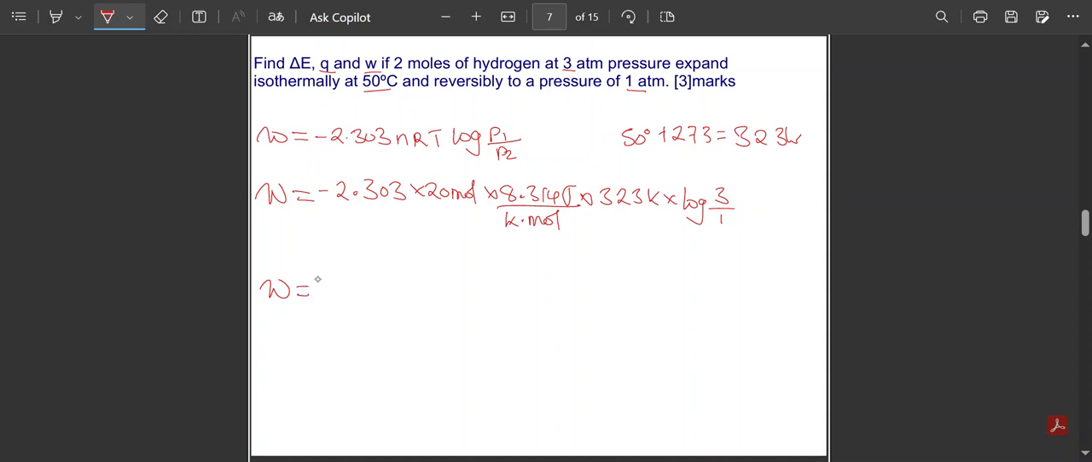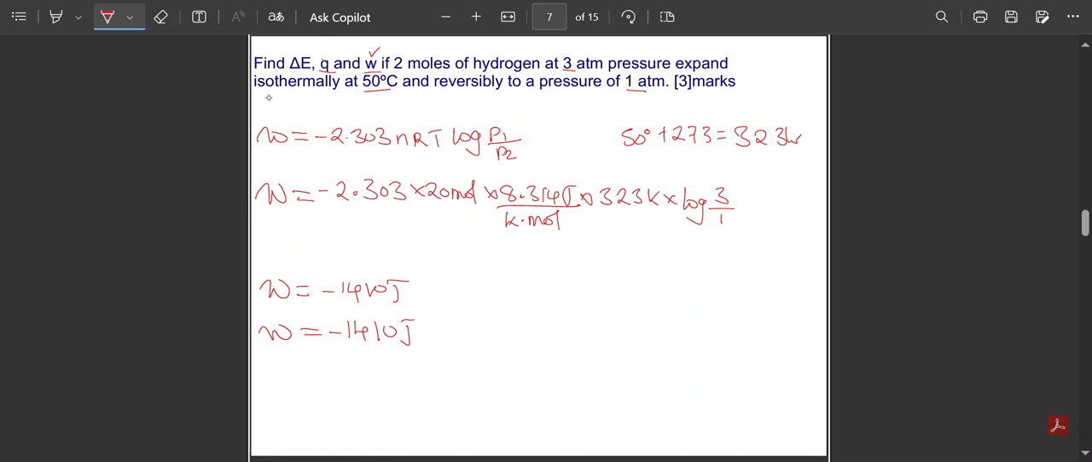Your answer in joules is negative 1410 joules. Okay, so this is the answer that you get in joules. Let me write it properly: negative 1410 joules. Now they are saying calculate work, and I've calculated this one.